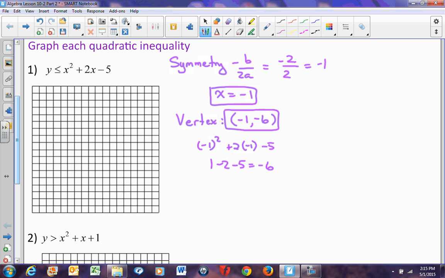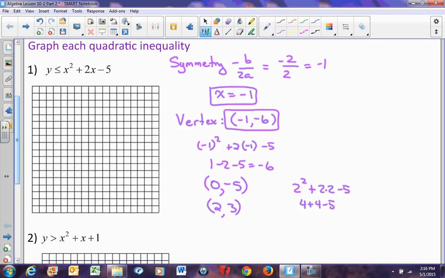Now I need some points. The easiest point, let x equal 0, because if x is 0, y is the c term, which in this case is negative 5. Now I'm going to let x equal 2. It doesn't matter, I can choose whatever number I want. I could have chosen 1, I just chose 2 because it was a random number. 2 squared is 4, plus 2 times 2 is 4, minus 5. So 4 plus 4 minus 5, 8 minus 5 is 3. So (2, 3) is the second point on my graph.